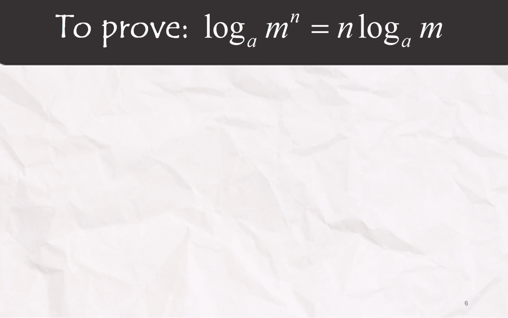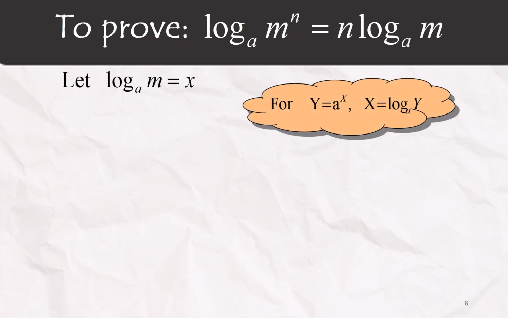So for this third law, again I am going to define what is x, and I'm going to convert this log form to index form. So with this, I get a to the power of x equals m. Now, what I want you to take note of is that I want m to the power of n. Therefore, I'm going to apply the index n to both sides, taking the power of n.